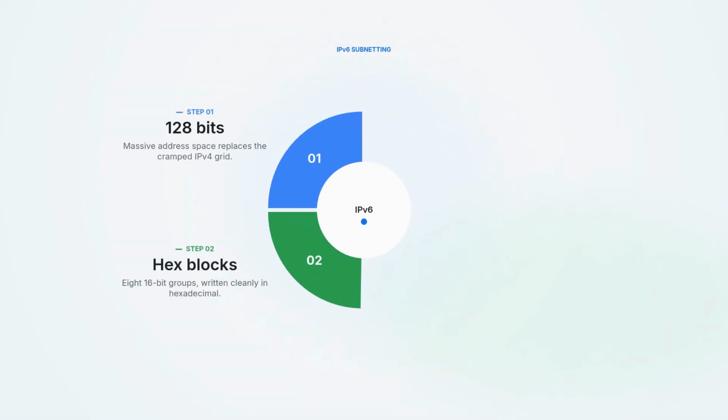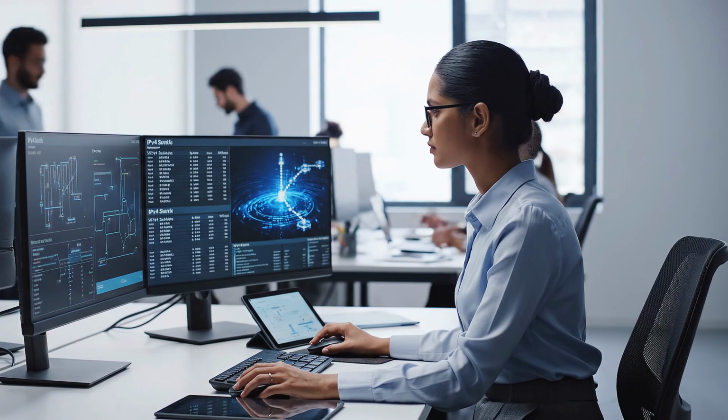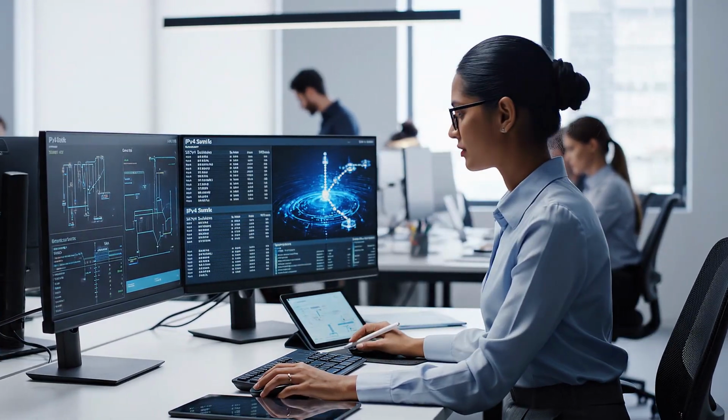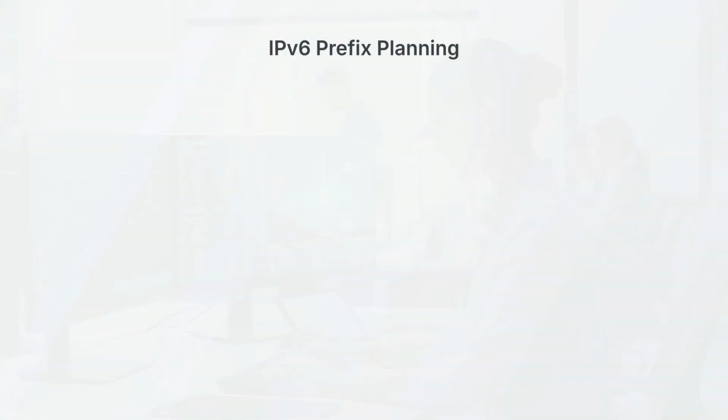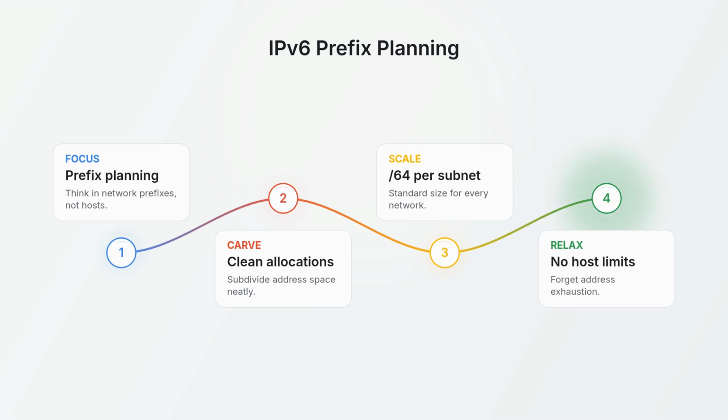IPv6 subnetting feels different from IPv4 subnetting, and that difference actually makes life easier. In IPv4, we often spend time squeezing the right number of hosts into a small subnet. In IPv6, the focus is usually on prefix planning. You are carving out clean network prefixes, not worrying about running out of host addresses inside a /64. Prefix length tells you how many bits belong to the network portion, just like CIDR notation in IPv4.